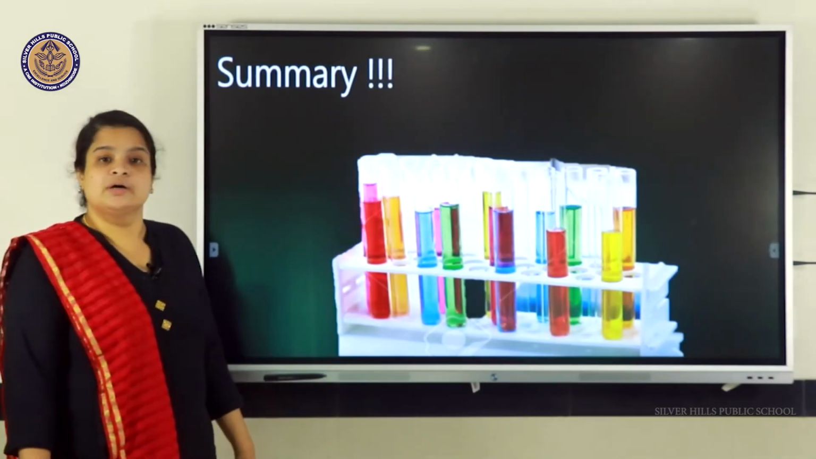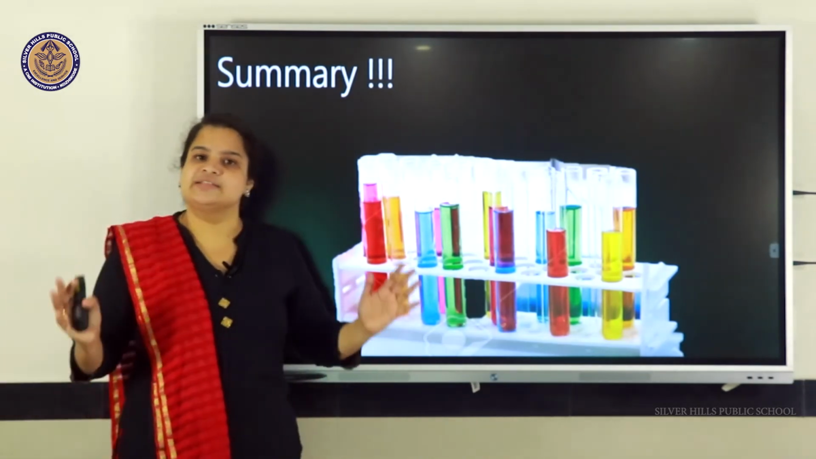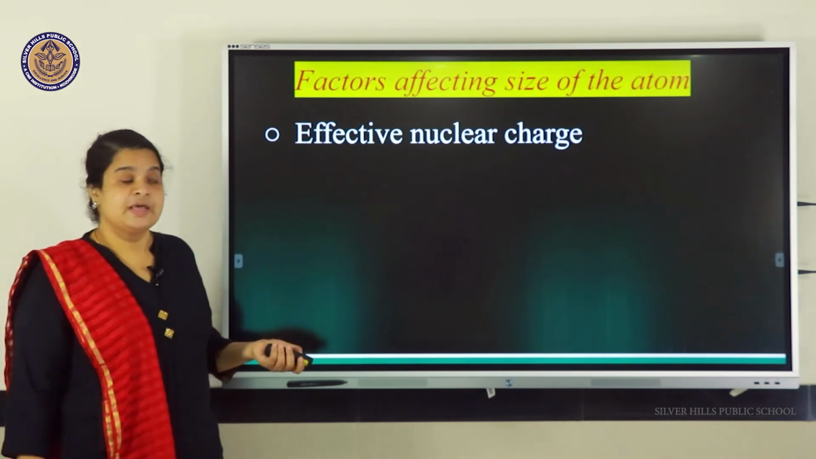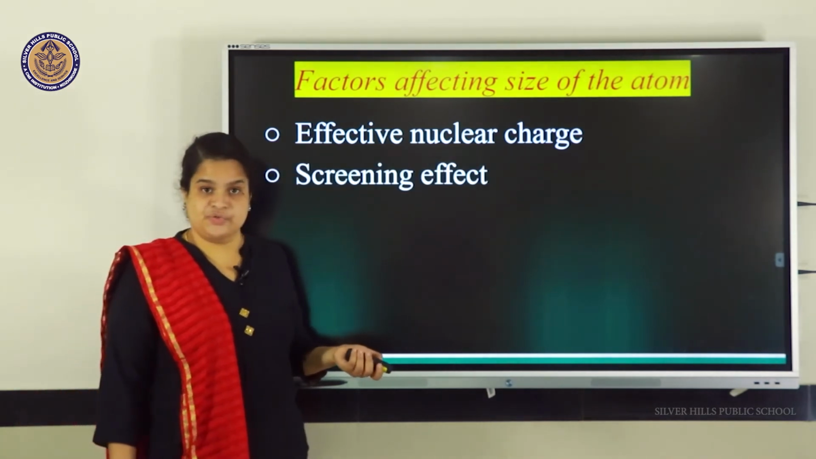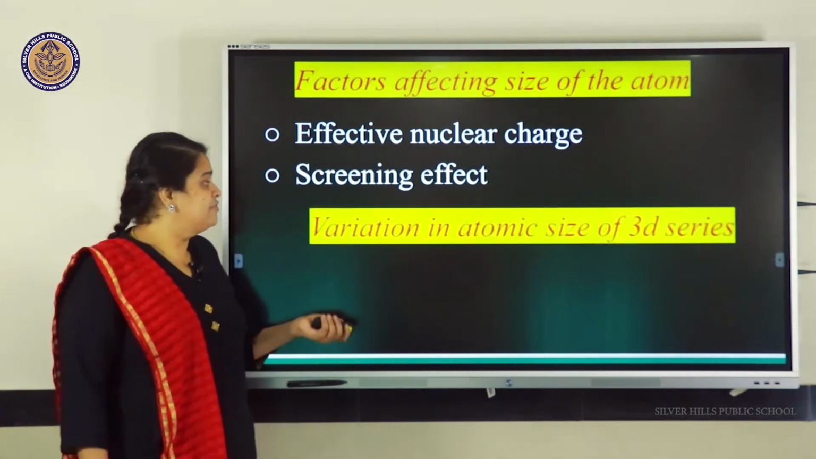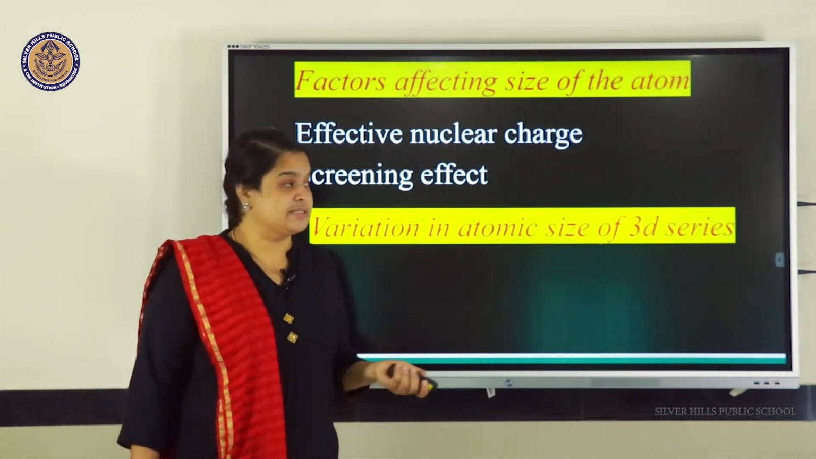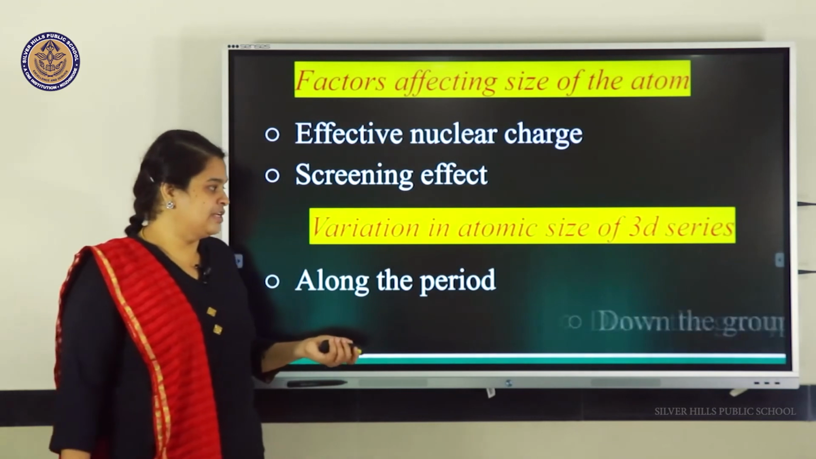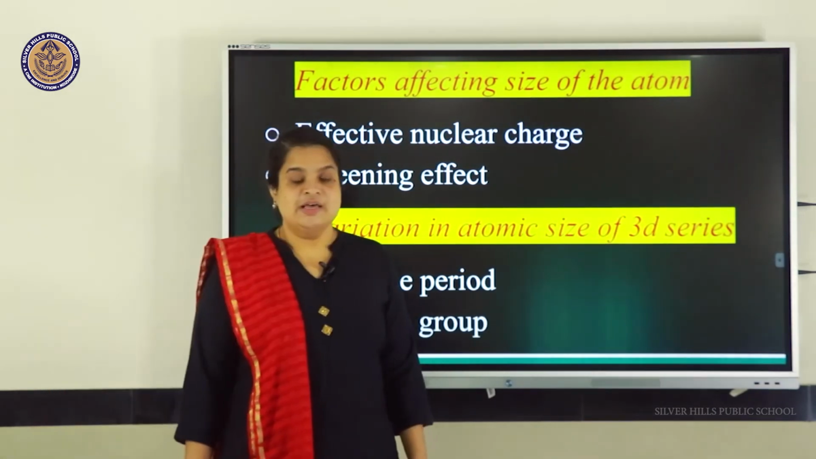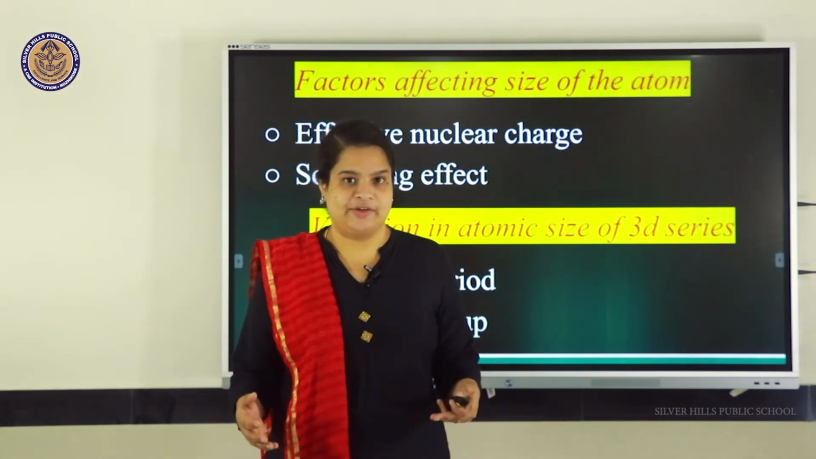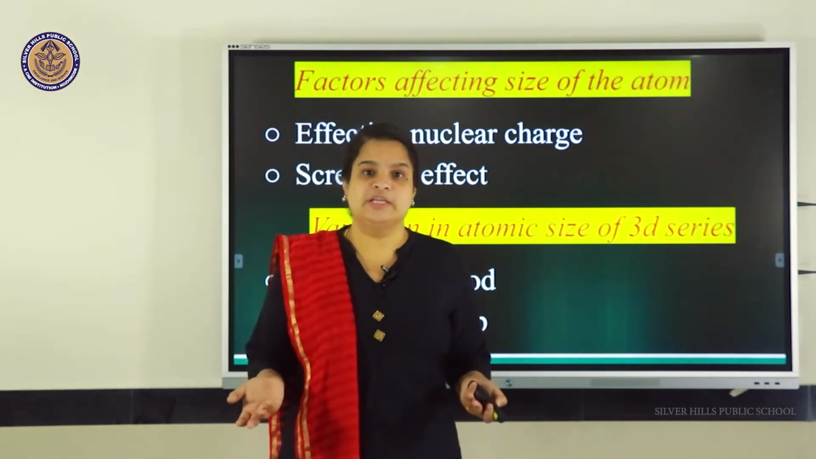When we move on to the last part, that is just to summarize everything. We have explained the factors affecting size of the atom, the effective nuclear charge and the screening effect. Then we told about the variation of atomic size in the 3d series, that is along the period and down the group. So we know that these elements are very important in our day-to-day life. So we should know more about these elements.